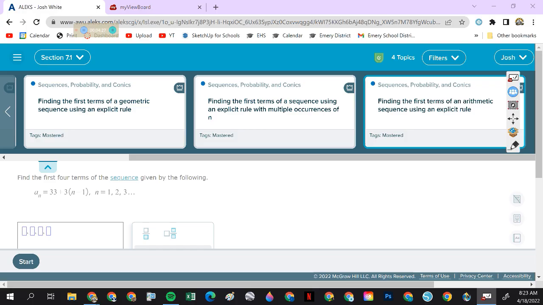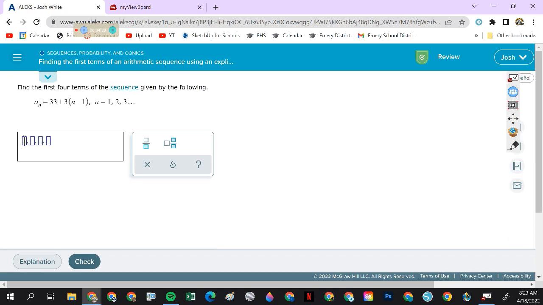All right, let's move on to 7.1. Find the first 4 terms of the sequence given by the following. The sequence is 33 plus 3 times n minus 1, and our n is going to start with 1, 2, and 3. So how do we find a sub 1? I plug 1 in, and I get 0. 3 times 0 is 0. So term 1 is 33.